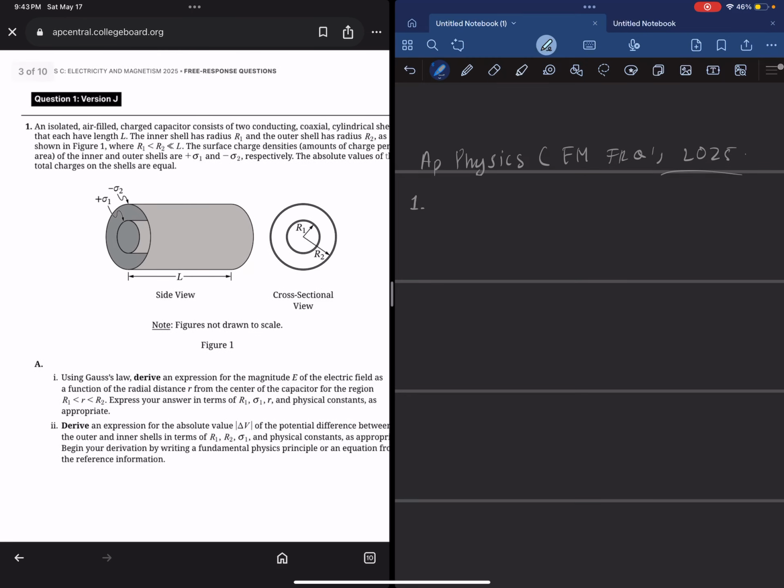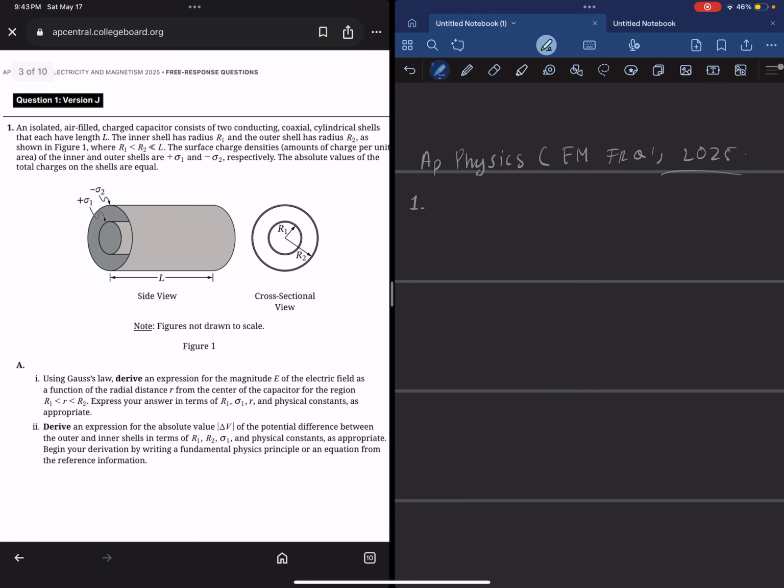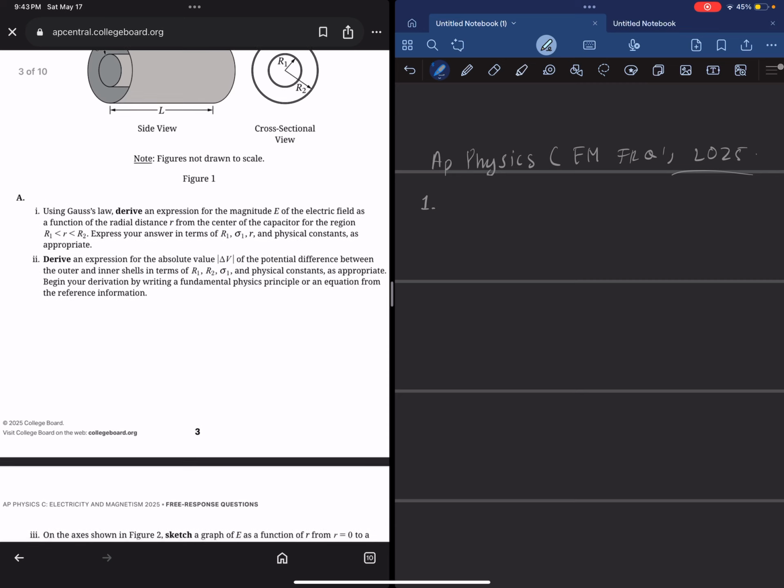Okay. An isolated air-filled charged capacitor consists of two conducting coaxial cylindrical shells. Each has a length L. The inner shell has a radius R1. The outer shell has a radius R2. So it's a cylindrical capacitor question. The absolute value of the total charges on the shells are equal. So the net charge of the entire thing is 0. It's good to know.